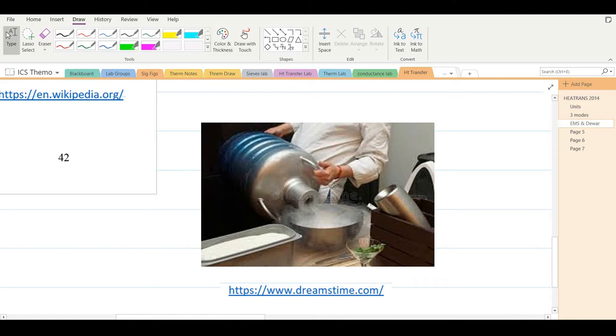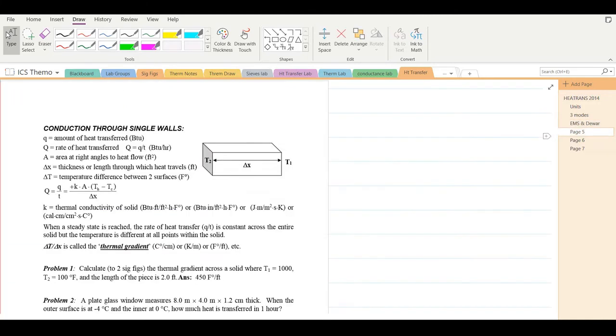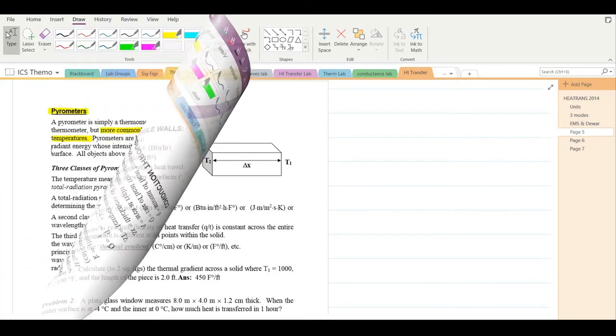All right, so that's all we need from this chapter. Subsequent pages 5 through 7 are not required for this course at this time. So let's go back to our thermometry notes.